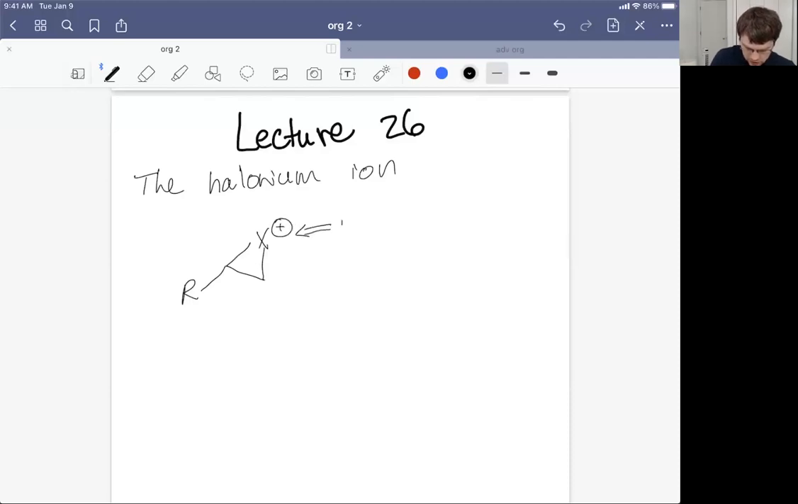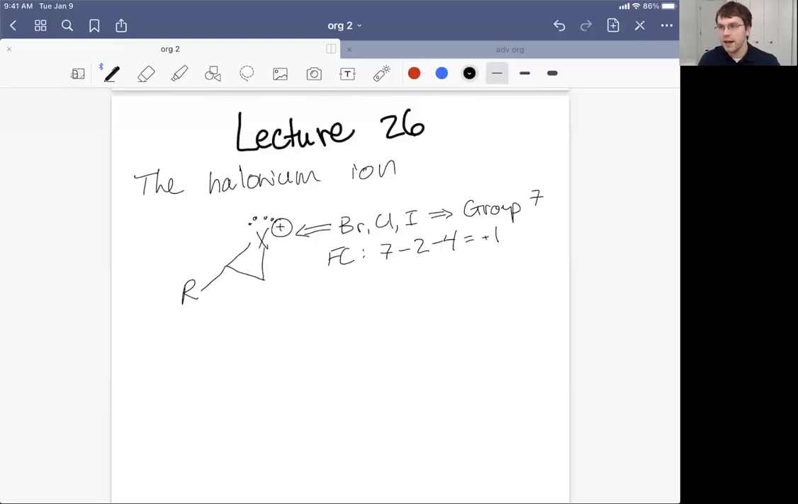That X is either bromine, chlorine, iodine, not really fluorine. So these are group 7, or 17. I do a quick formal charge calculation on these: group 7 element, and we'll still have two lone pairs of electrons to achieve an octet. So we have 2 bonds and 4 non-bonding, or unshared, electrons. That gives us a +1 charge. Okay, so this is the halonium ion.